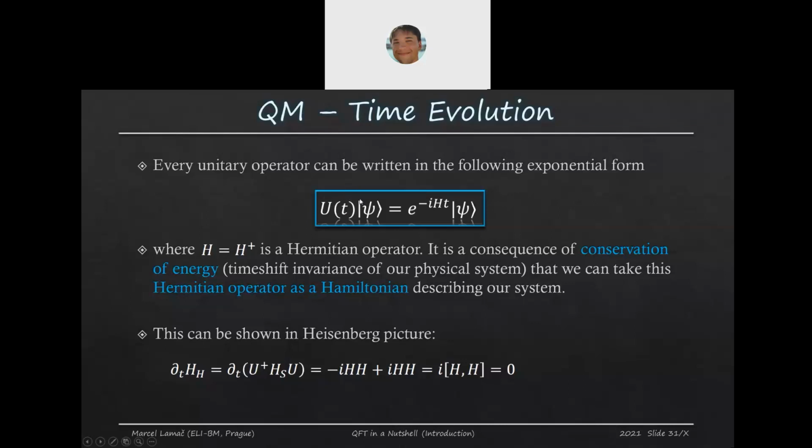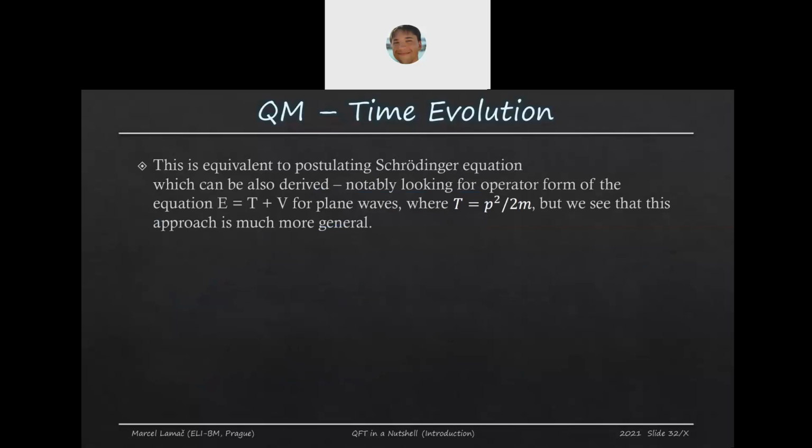If we wanted to produce the Schrödinger equation, then we would simply act with the time derivative on this equation, and we would get immediately the Schrödinger equation. So this is equivalent to postulating the Schrödinger equation, and it can also be derived, for example, by looking for the operator form of the non-relativistic equation, that the total energy of some, let's say, free particle, is equal to its kinetic energy and its potential energy, roughly speaking, where we would consider the kinetic energy in its non-relativistic version.